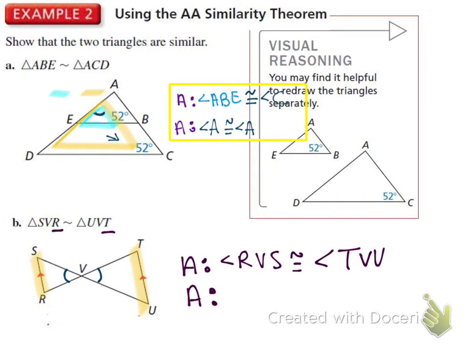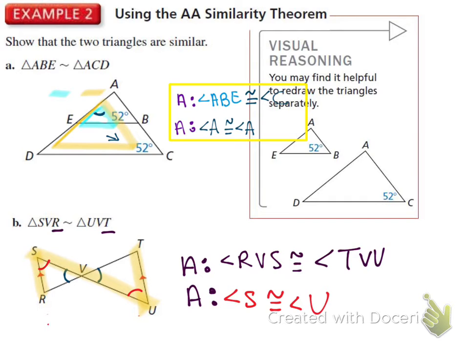All right, and then last, the alternate interior angles. Do you want to use SU as the transversal or RT? SU sounds good. So then that means these 2 angles are congruent because they're alternate interior. Do I need 1 letter or 3 letters to name them? Or can I have 1 letter? I could just have 1. So I could say angle S is congruent to angle U.